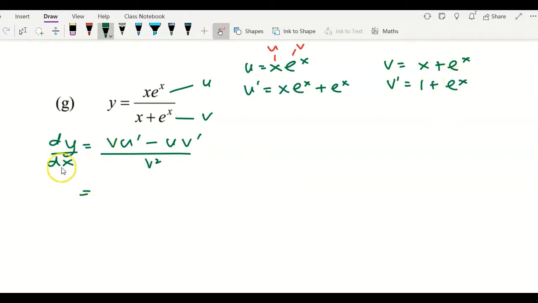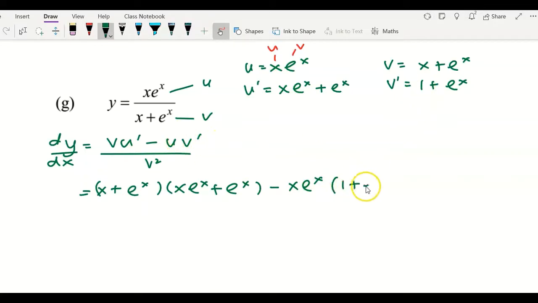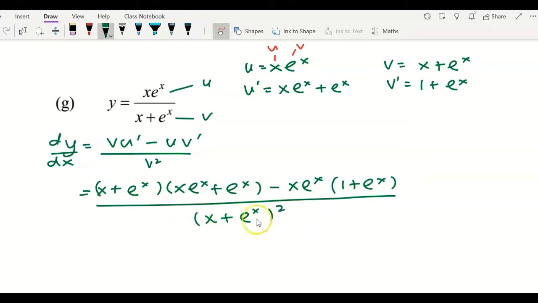Now we can substitute into our quotient rule to get the dy/dx. Get your v, because it is v multiplied by u prime, copy down the v, and then multiply by the u prime, you get the x plus e^x times 1 plus e^x, minus, copy down the u, that is your e^x, and multiply by v prime, which is your 1 plus e^x. And all this over v squared, which is your x plus e^x squared.